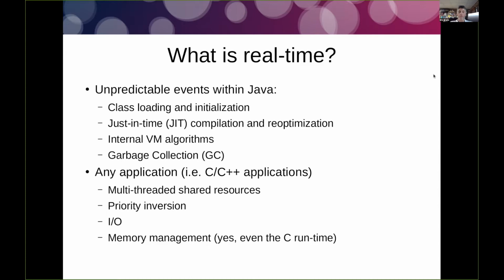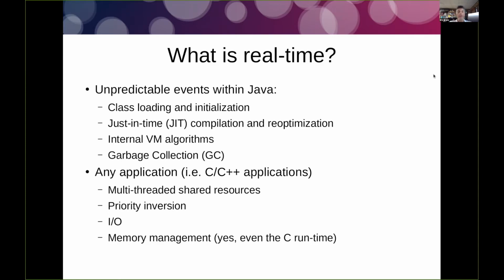A real-time Java implementation assures you that won't happen, that things will be JIT compiled once, and maybe you have some control over it later. There are also internal Java virtual machine algorithms, things that happen inside the virtual machine, that can happen at any time and give you unpredictable latency. And then, of course, garbage collection. Garbage collection, like I said, and I'll keep saying it, has improved over the years. This latency and interruption has lessened, but it can still happen. It can still affect your applications.